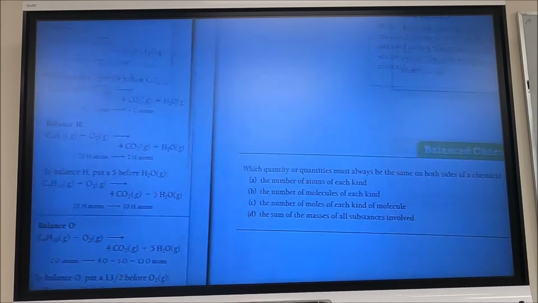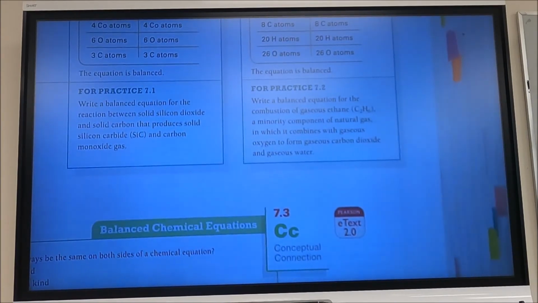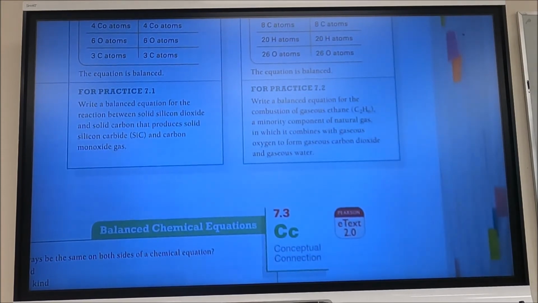Over a page. I was about to say, that's not what I wanted. Okay, it says, write a balanced equation for the reaction between solid silicon dioxide and solid carbon that produces solid silicon carbide and carbon monoxide. So this one's given to us in words.